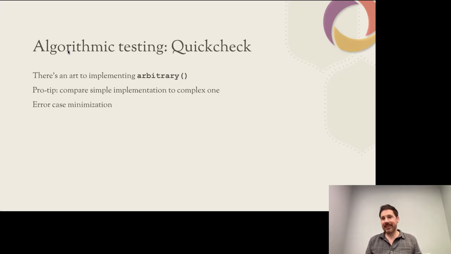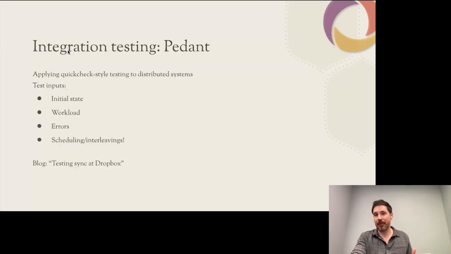The third thing I'll say is these libraries give support for minimization. So generally, if you have a complex failure case, they'll be able to automatically pull inputs out of this to try and find the minimum possible reproduction of the error case. It's an exponential time process, but we find it yields good results.